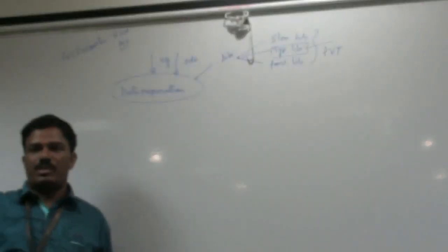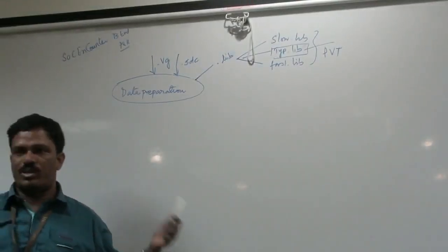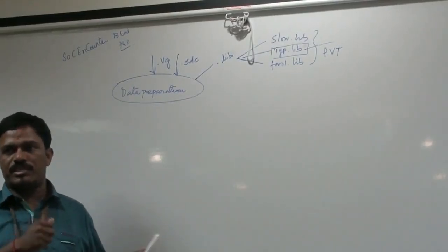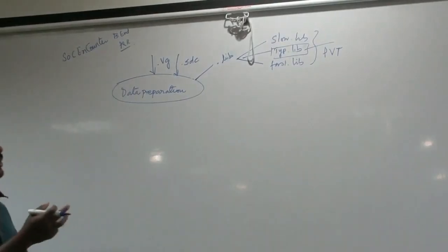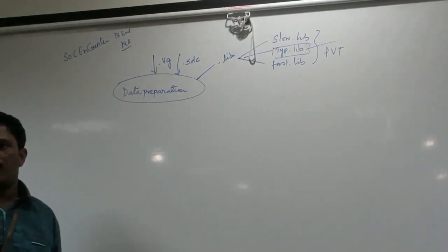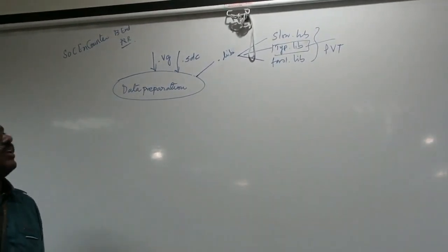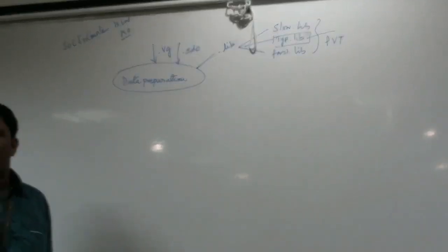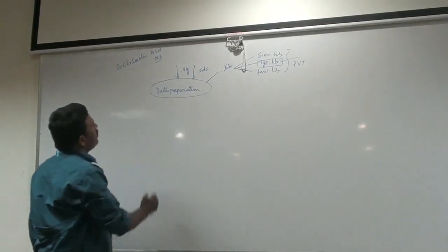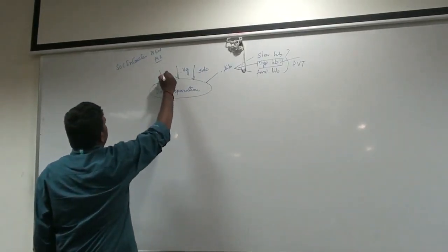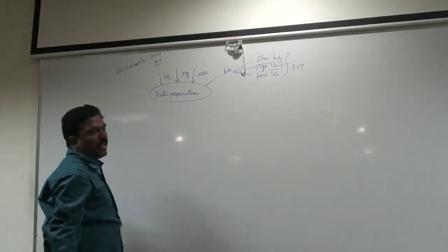So take two different corners, slow and fast. Load the libraries. Okay, so the third input required is what? The .lib, that is either slow, fast, or typical. If you have only typical, that is also enough. If you have only slow and fast as well, that is also okay. So the third input is the .lib. Apart from that, we need one more piece of information that is called LEF.